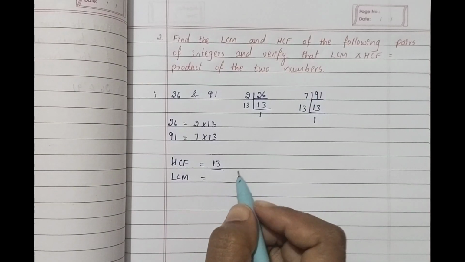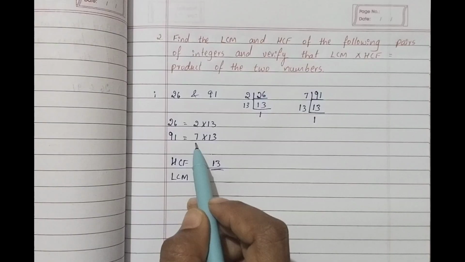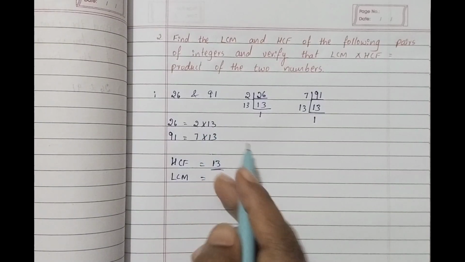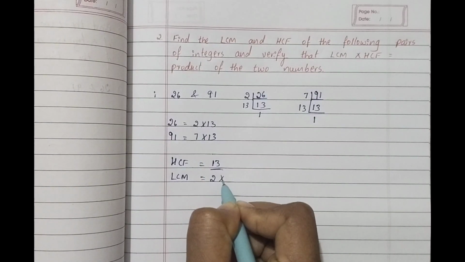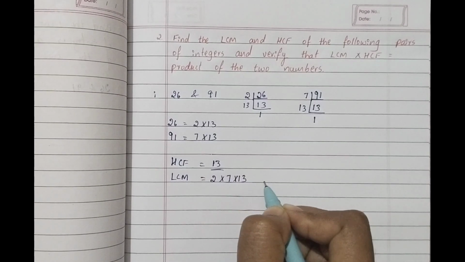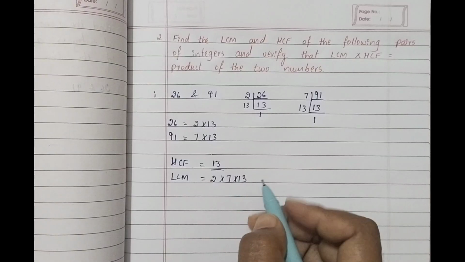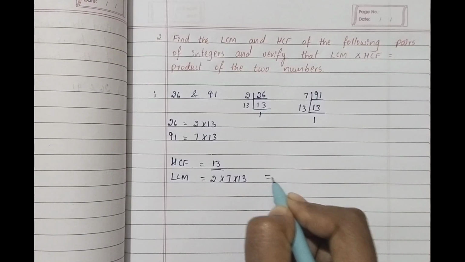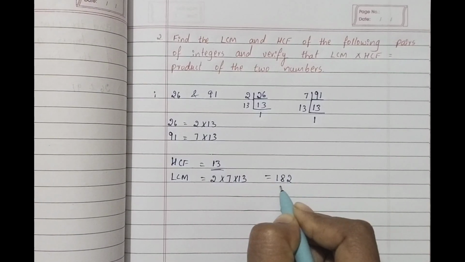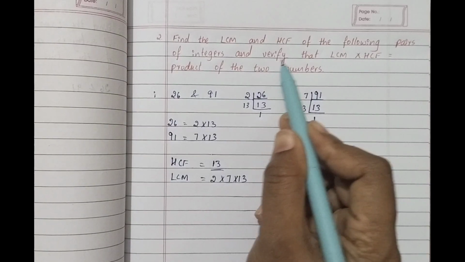Next is the least common multiple, that is LCM. 2, 7 and 13, these three numbers are there in the factors of 26 and 91. So we have to multiply these three numbers. So we will get 182. 182 is the LCM and 13 is the HCF.